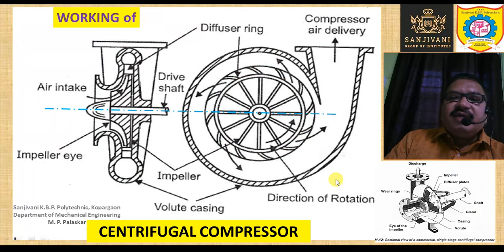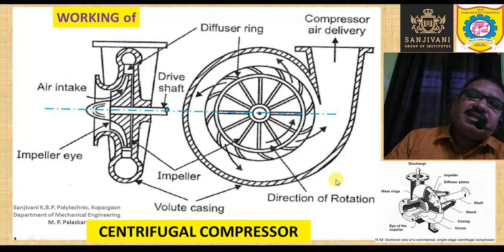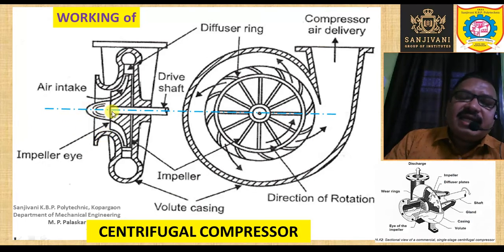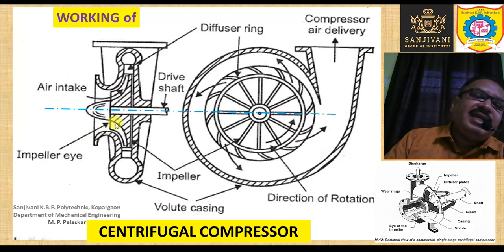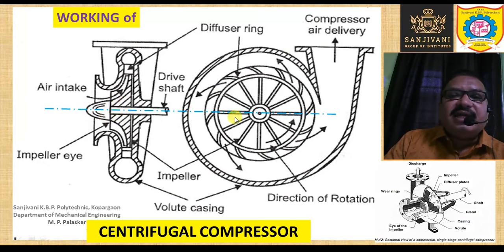Now we are going to study the working of the centrifugal compressor. What exactly happens in the centrifugal compressor? So first of all, the air will enter inside the centrifugal compressor through this impeller eye, that is at the center along the axis. Near the axis, you will find that the air is entering inside the centrifugal compressor. So that is the inlet part of the casing, and here the kinetic energy of the air is increased so that the air can move at a faster rate inside the centrifugal compressor.